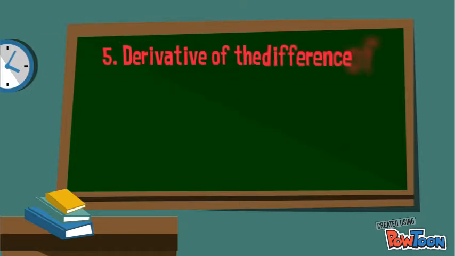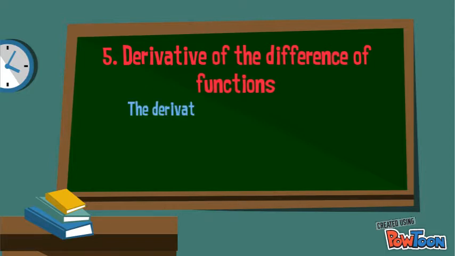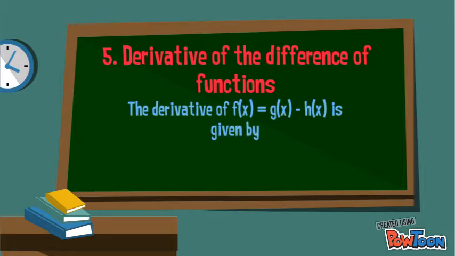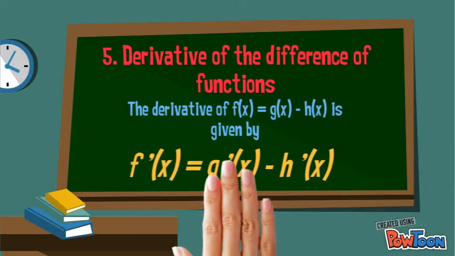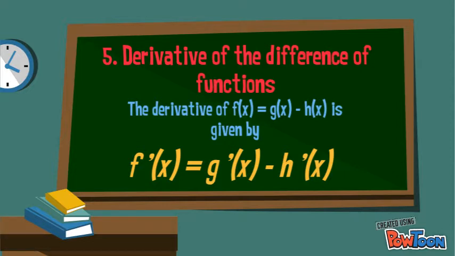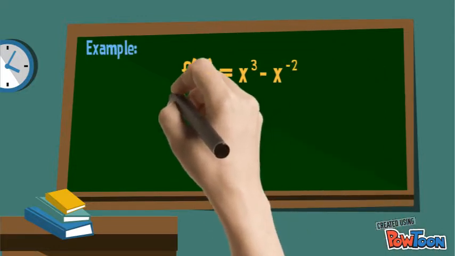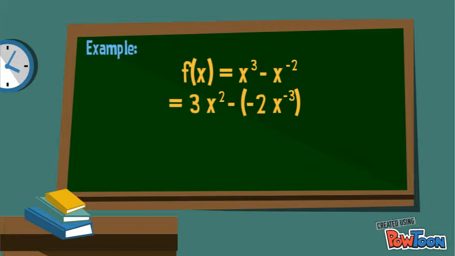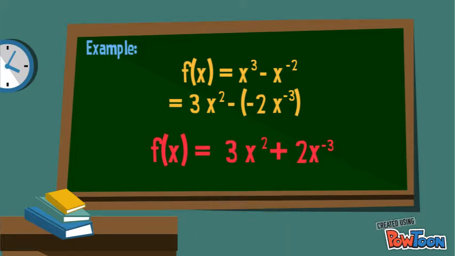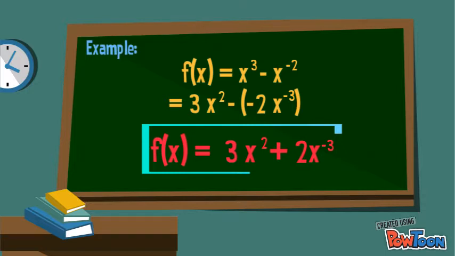Number 5. Derivative of the difference of functions. The derivative of f(x) = g(x) - h(x) is given by f'(x) = g'(x) - h'(x). For example, f(x) = x^3 - x^(-2). Applying the fifth rule, we will get 3x^2 - (-2x^(-3)). Simplifying it, we will have 3x^2 + 2x^(-3).